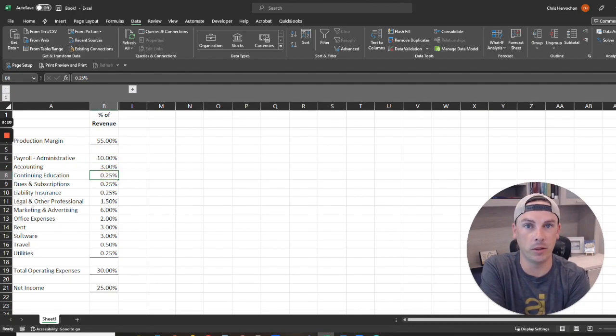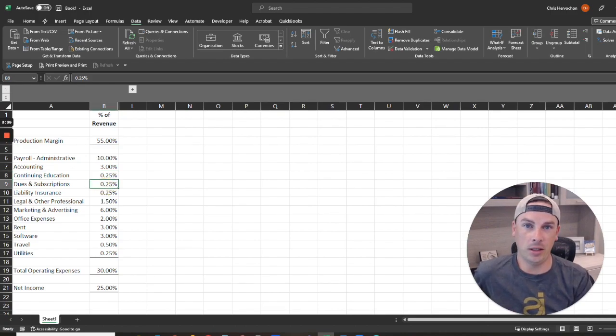Continuing education, 0.25%. We want you to be investing in your people because that's part of the way that you're going to grow your business and grow your agency. You've definitely got to be investing in people. So if we look across our client base, 0.25%, that would put you probably in the higher range of what most agencies, at least that we work with, are investing in their people. But it's super important to invest in your people. That's part of the way that you grow your business.